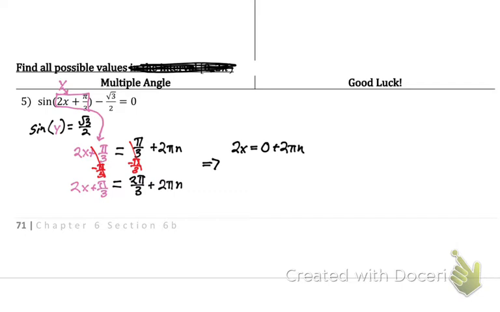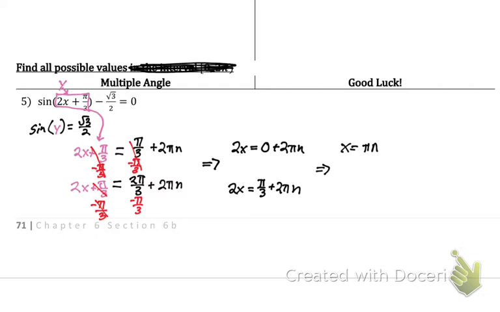For the other one, when I subtract pi over 3 from both sides, the nice thing is there's already a common denominator, so I don't have to worry about that. I'm going to then have 2x equals, well, 2 pi over 3 minus 1 pi over 3 is just 1 pi over 3 left over, plus 2 pi n. Now we just divide everything by 2. So we're going to have x equals, what's 0 divided by 2? 0. So you can either write it or you don't have to. 2 pi n divided by 2 would just be pi n.